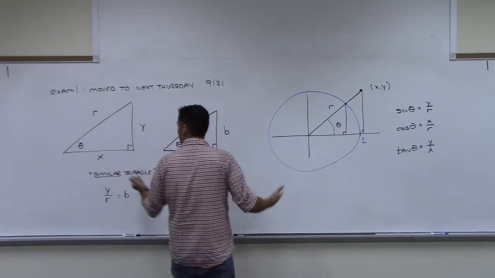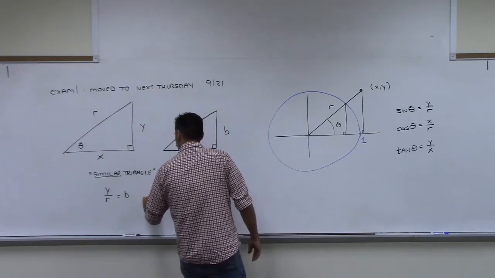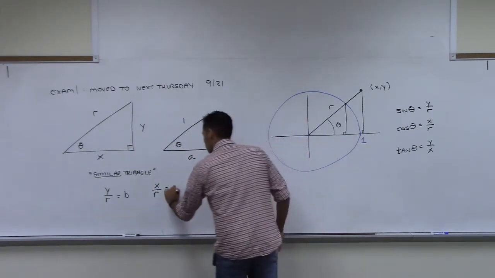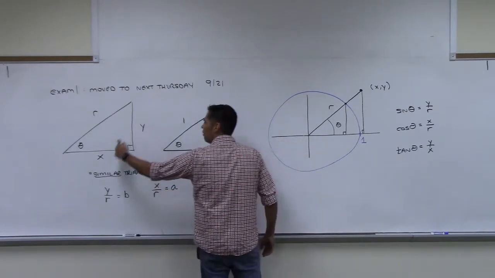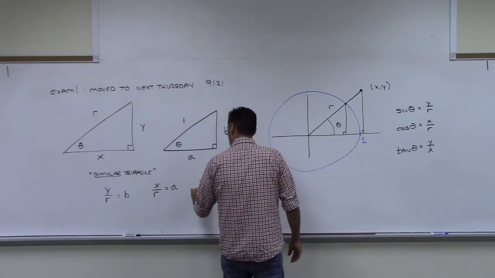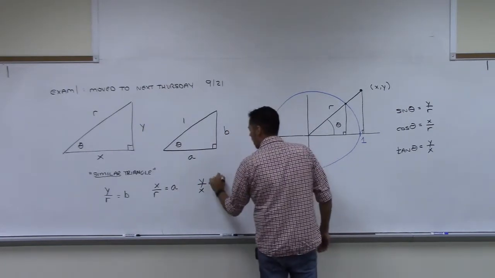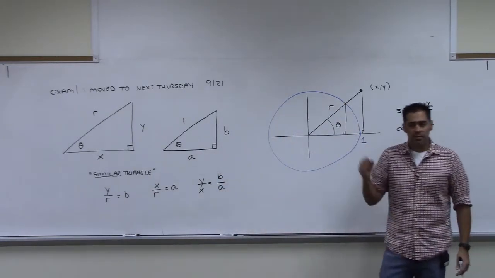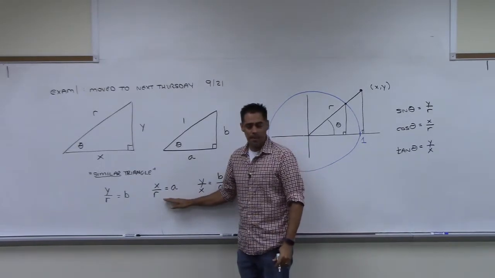And then if I take any other ratio, like if I take x over r, that should be the same as a over 1, which is just a. And if I take, let's say, y over x, that ratio should be the same as b over a. And I could do this for any ratio I want. Similar triangles allows you to say this, all right?